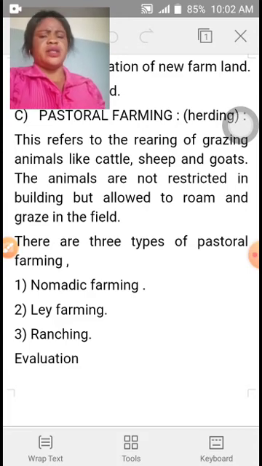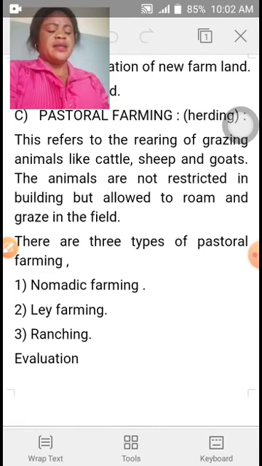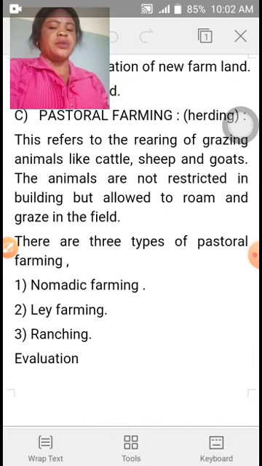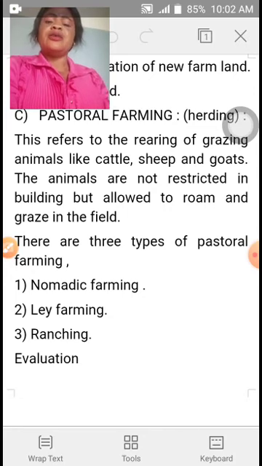Now let's look at what is nomadic farming. What is nomadic farming about? The nomads are found in Fulani tribes of northern Nigeria, and they work with their grazing animals, especially cattle, from one place to another in search of green pasture and water for their animals. You will see all these herdsmen, they will trek from the northern part down here in search of what? Food for their animals. That is what we call nomadic farming. We call them nomads.